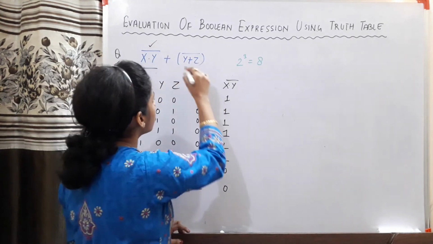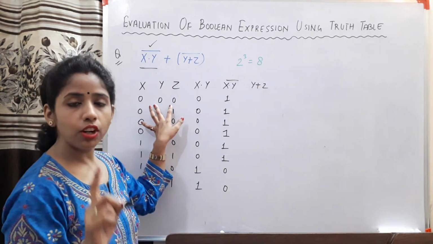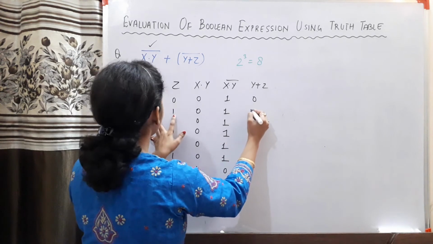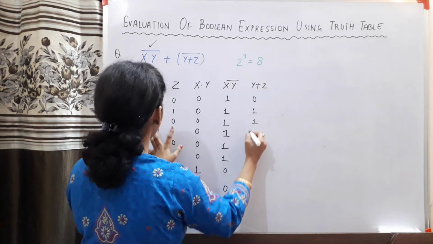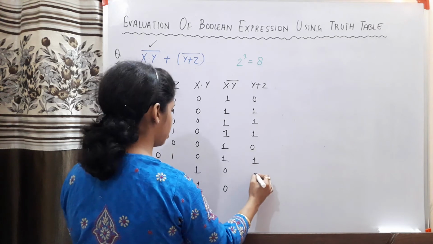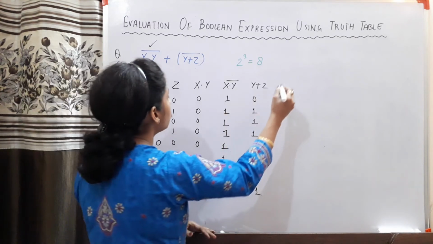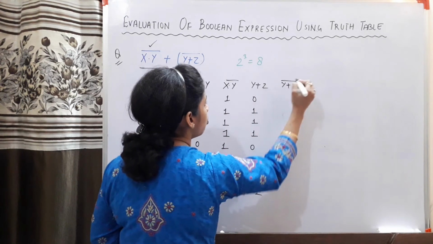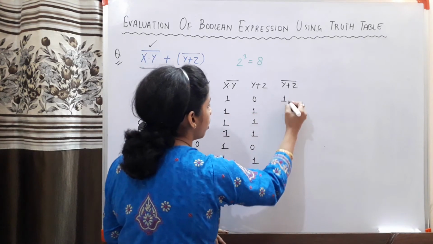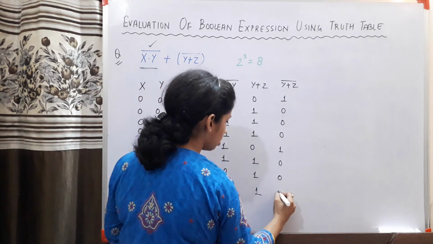Now solve this one. So for this one you first need to find out x plus y plus z. Y plus z, one of the inputs is 1, the result is 1 because it is OR operator. So it will be 0, it will be 1, it will be 1, it will be 1, it will be 0, it will be 1, it will be 1, and it will be 1 again. So x plus y plus z is there. Now y plus z whole bar. So you just OR and apply not on this column. 1, 0, 0, 0, 1, 0, 0, 0.